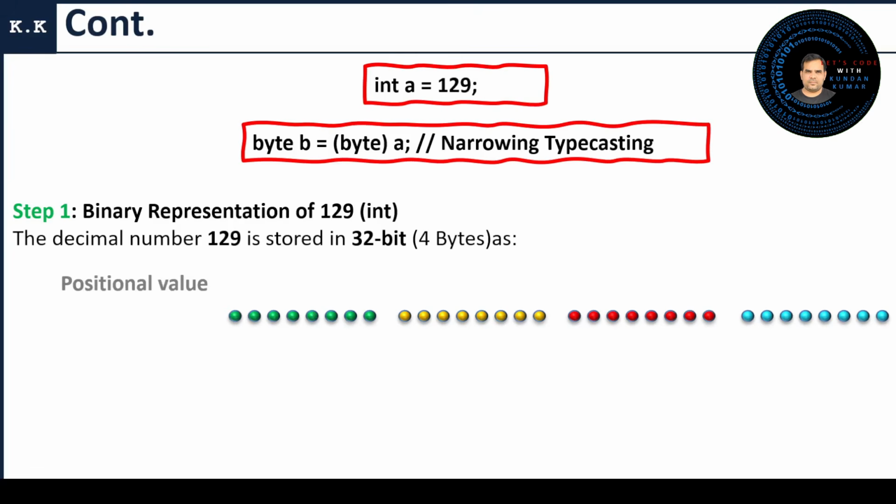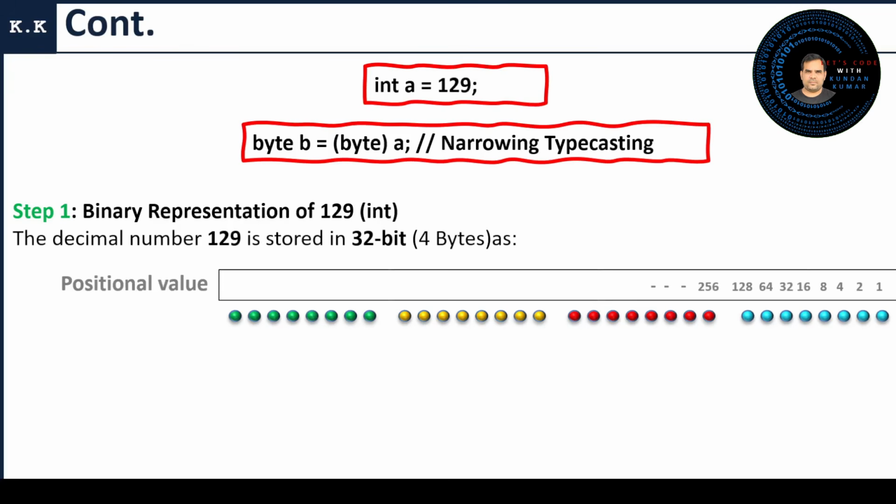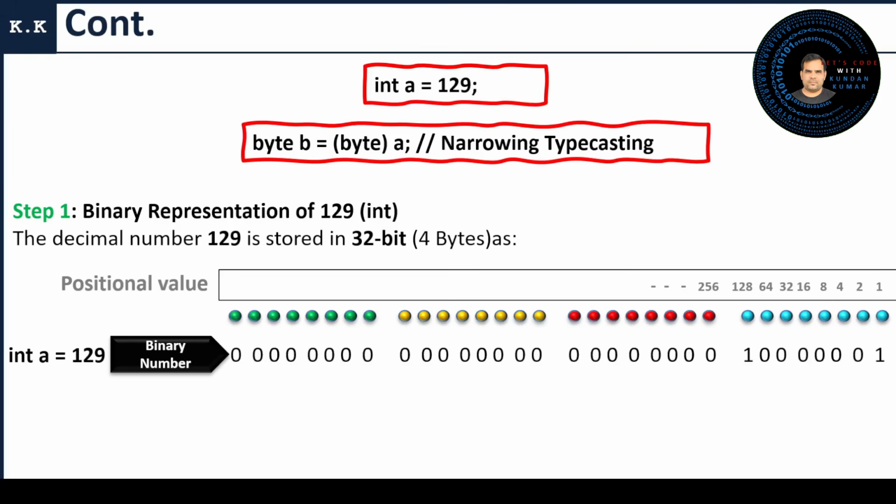Let me write the positional values. When we talk about bits, it is a positional value. The first bit has positional value 1, then 2, 4, 8, like this, in multiples of 2 up to here. So I'm going to write this 129 in binary format. You can see 129 can be written in binary like this. This is the positional value of each bit.